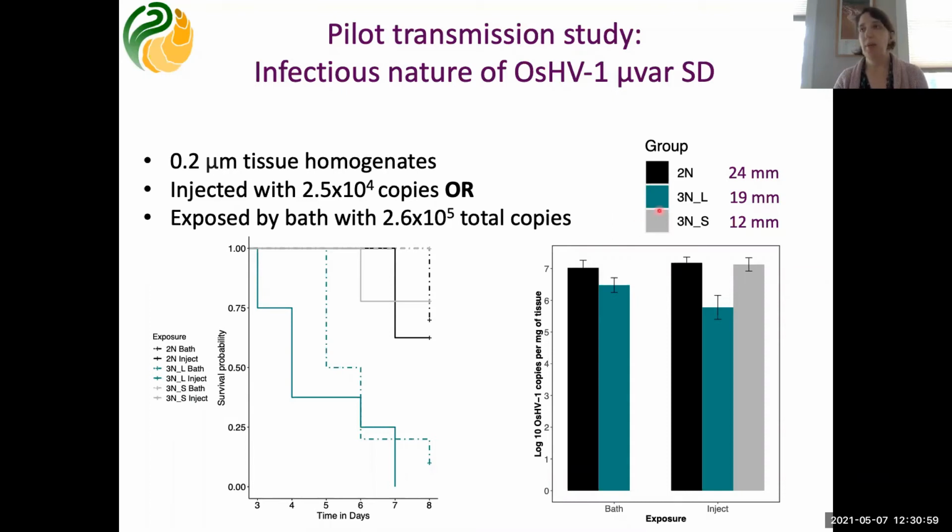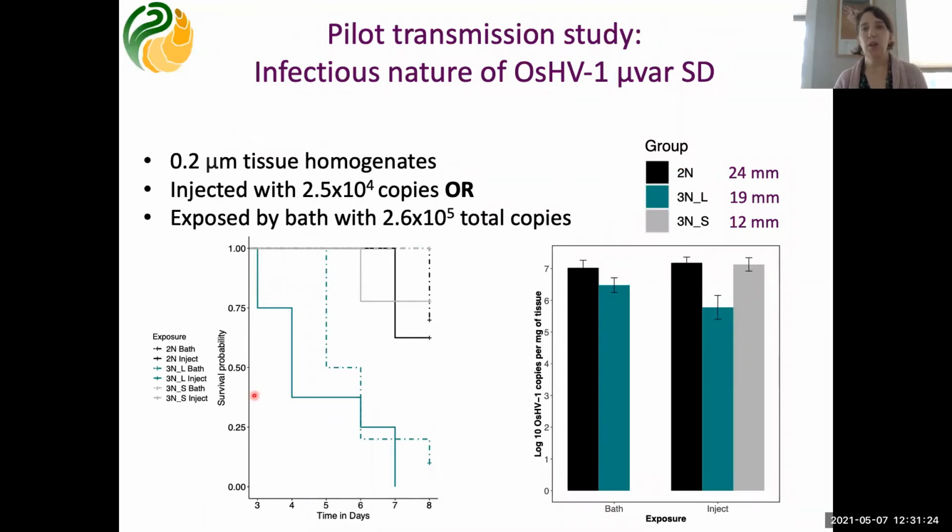We were able to get some groups of oysters from one of our farm collaborators, some diploid and triploid stocks. And they were either injected or exposed. So there were different tanks for injected and exposed. And just to note, this was really a pilot, and the copy numbers used in the experiment were really low. I honestly never expected it to work, but lo and behold, it did.